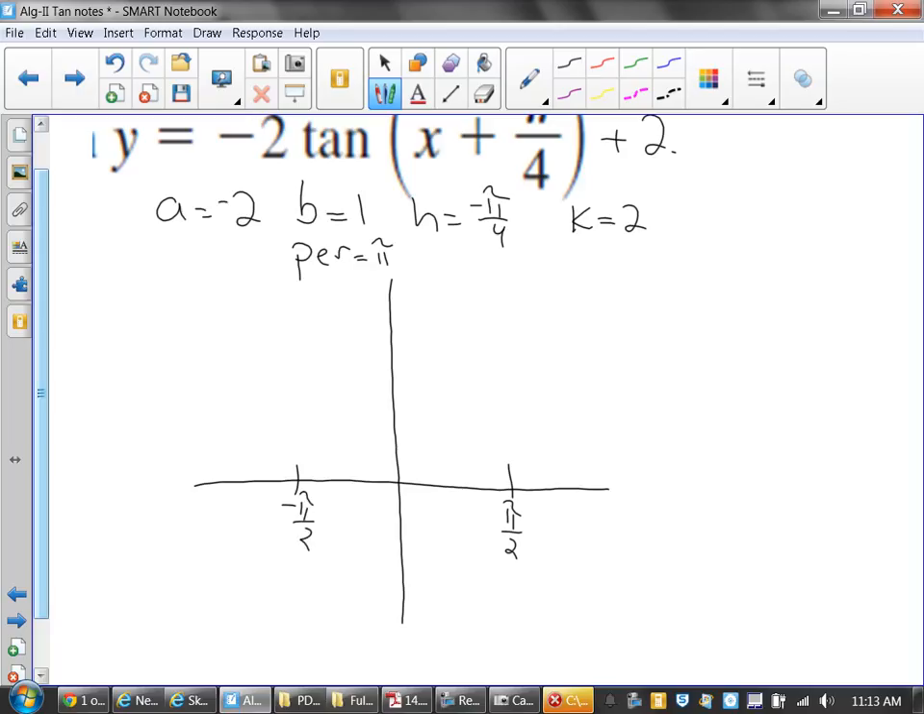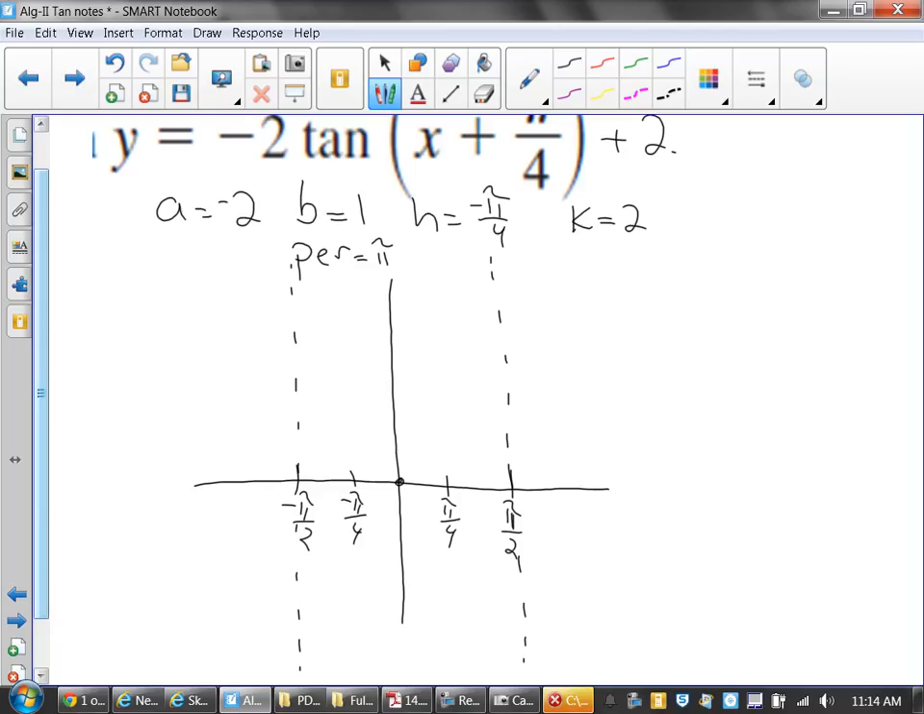When I go through, I put my asymptotes in to start, and I go from there. What's halfway between 0 and pi over 2? Pi over 4, good. And then on the other side is negative pi over 4.